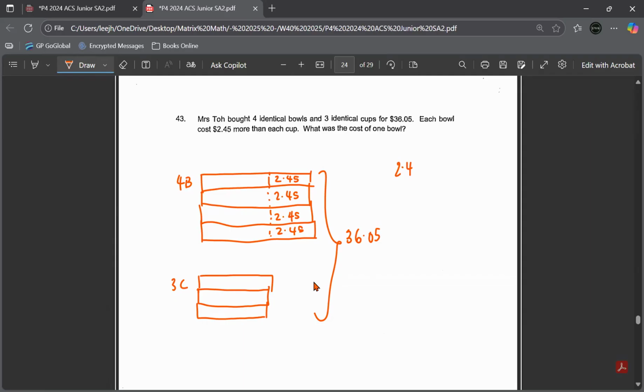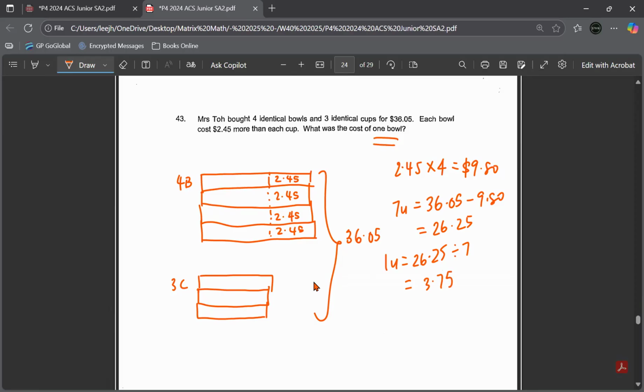So 2.45 times 4 first, 9.80. Take away 9.80 from $36.05 to get the value of 7 units. So 36.05 minus 9.80, which is $26.25. So for 1 unit, 26.25 divided by 7, $3.75. But I want to find bowl. So 1 cup is $3.75.